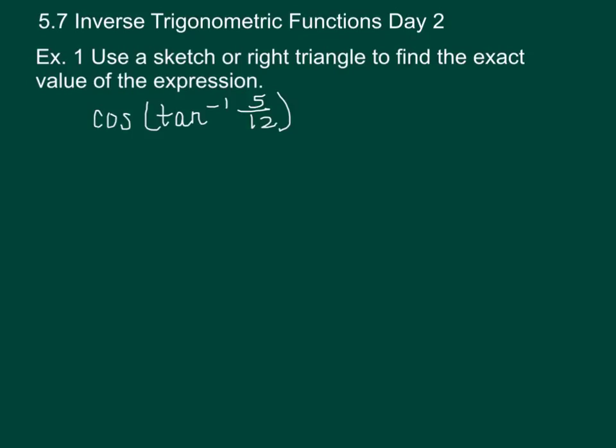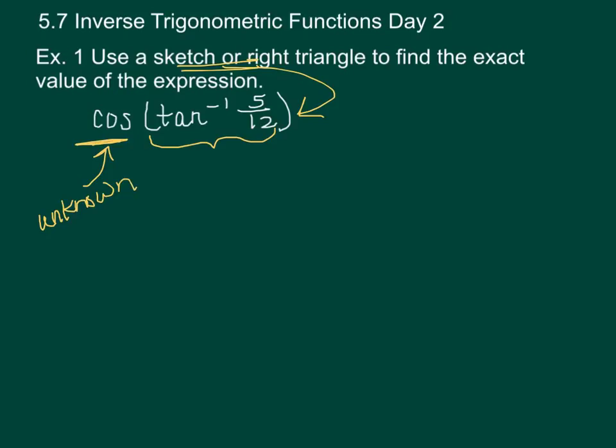In example 1, we're going to use a sketch or right triangle to find the exact value of the expression. So this is how I use this to help me. The function inside the parentheses or brackets gives you the information to sketch your triangle. So we're going to use that information to sketch it. And then this function is your unknown, or what you're looking for.